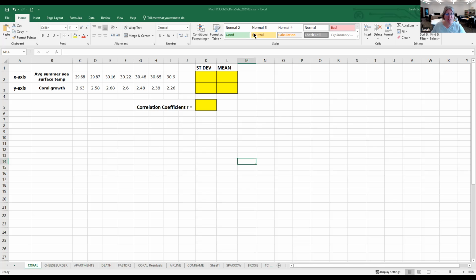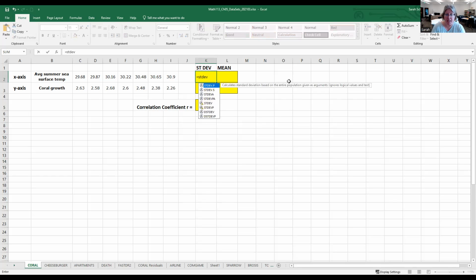All right, so hopefully you gave that a try. Let's go ahead and find these together. Standard deviation is equals STDEV. I'll open some parentheses and then highlight this X data. And I'll get the standard deviation for the Y as well while I'm here. Then remember that the mean has a different name in Excel. This is really the average. So I'll do equals the average. Get both of these.